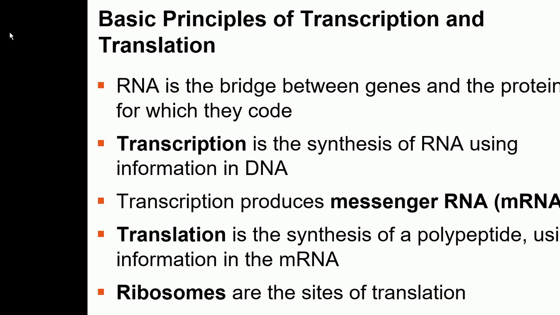So basically, in gene expression, the first step is transcription. In transcription, mRNA is made from DNA, and the next step is translation, in which mRNA is converted into polypeptide chains, and the translation takes place on the ribosomes.